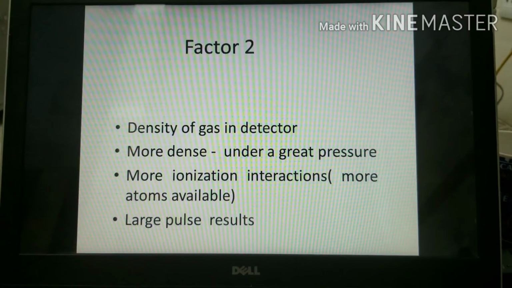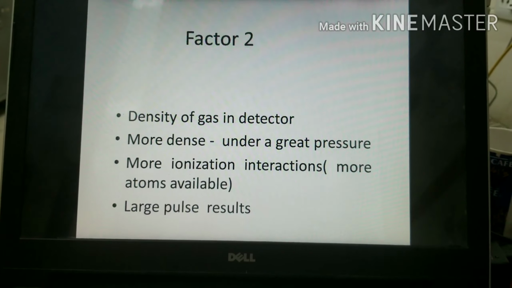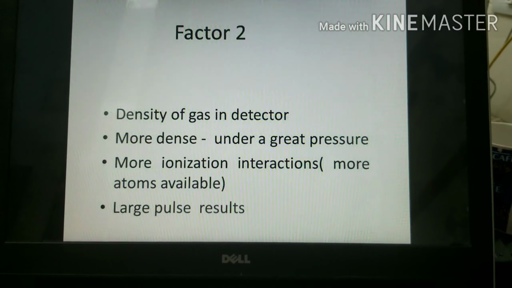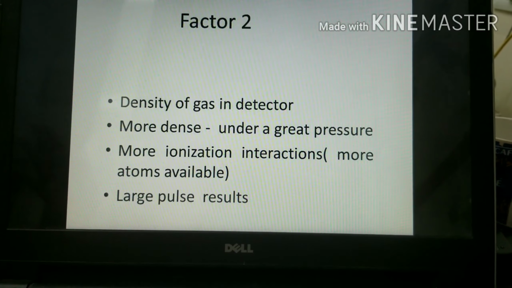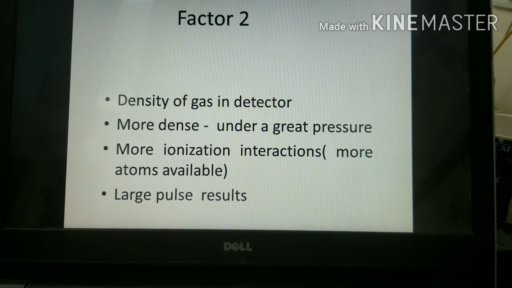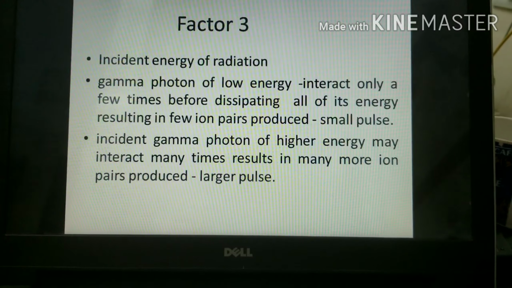Factor 2 is the density of the gas that is filled in the detector. If the gas is more dense, then it is under greater pressure. So more ionization interactions will be available because more atoms will be available. So the pulse will be large.